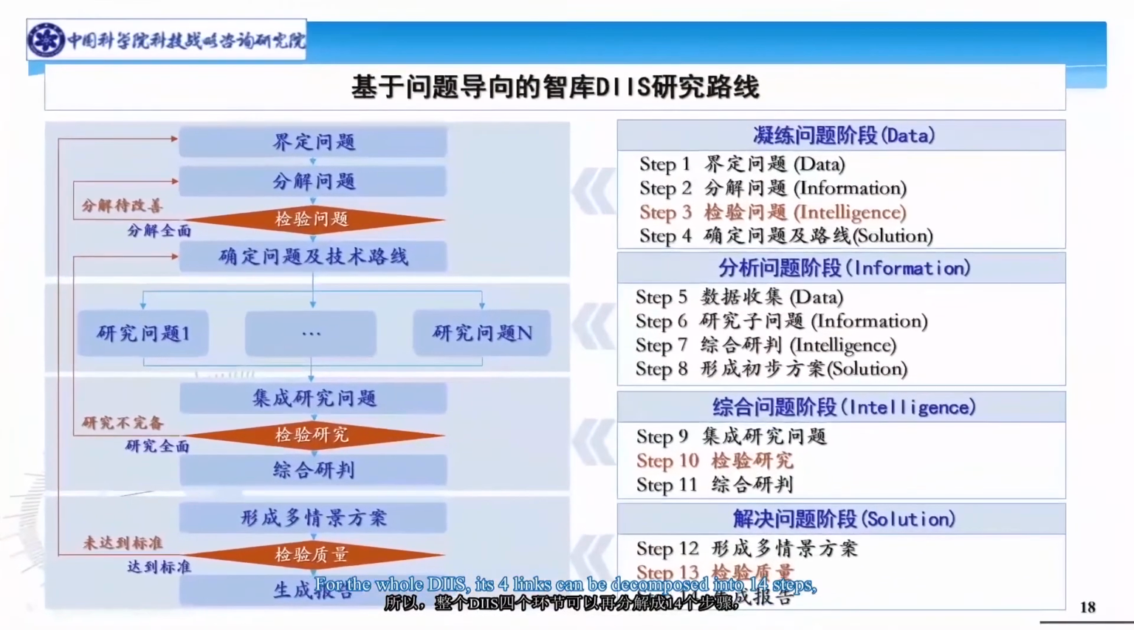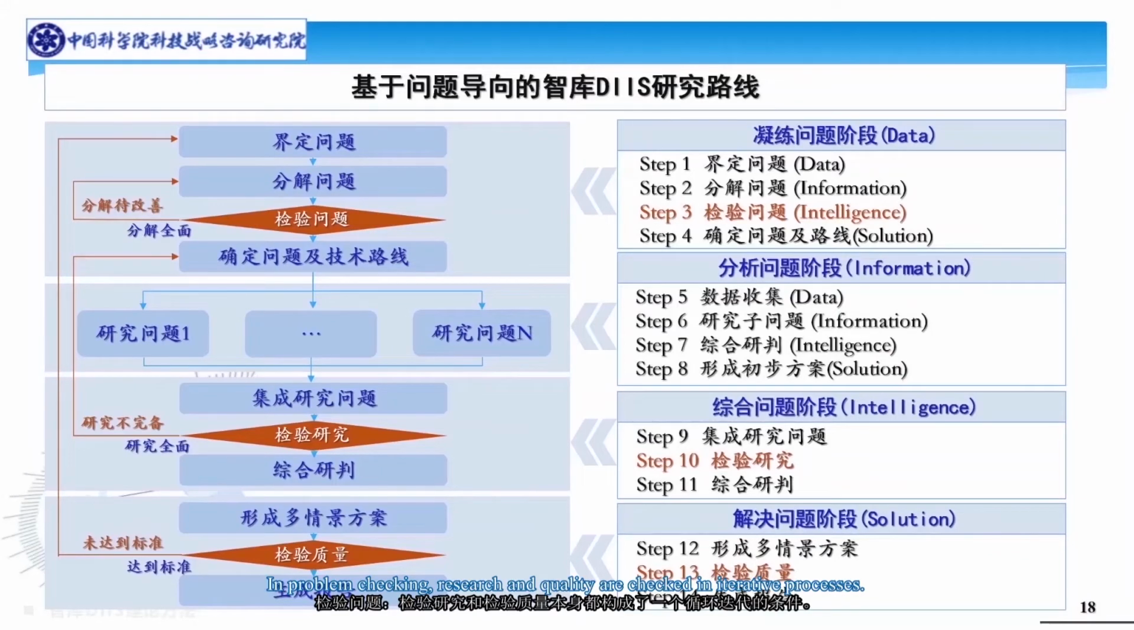For the whole DIIS, its 4 links can be decomposed into 14 steps, including definition, decomposition, checking and determination of problems and root, research on subproblem set, integration and checking of research, comprehensive judgment, multi-scenario solution forming, quality checking, and report generating. Among the steps, there are some mini-processes like problem refining and problem analysis.